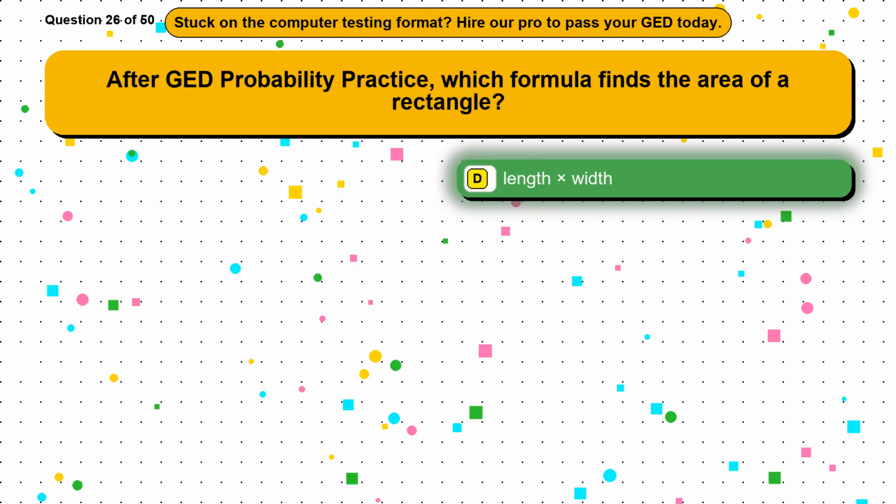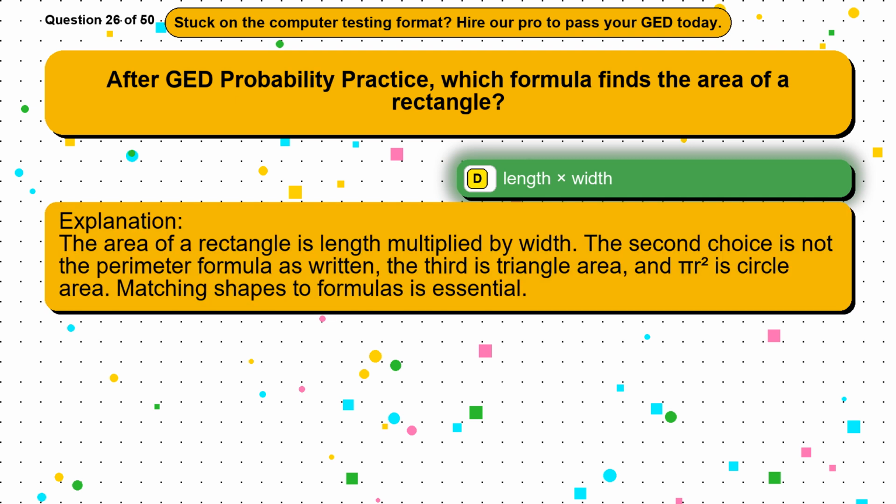The correct answer is option D, length times width. The area of a rectangle is length multiplied by width. The second choice is not the perimeter formula as written, the third is triangle area, and pi r superscript 2 is circle area. Matching shapes to formulas is essential.